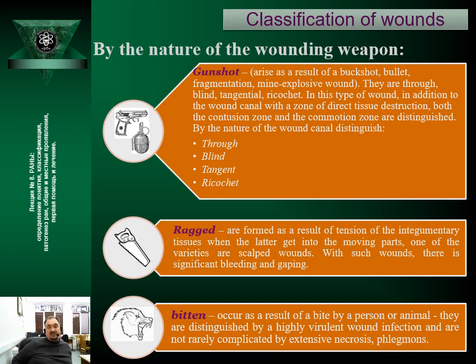Well, we got close to the final, to one of the most unpleasant types of wounds, probably, depending on the effect of the wounding weapon: gunshot wounds. That is, gunshot wounds are caused by the action of firearms, whether it is a bullet as a result of a bullet hit, fragmentation or buckshot, or a mine-explosive wound, in which the weapon is such a mine or a grenade.